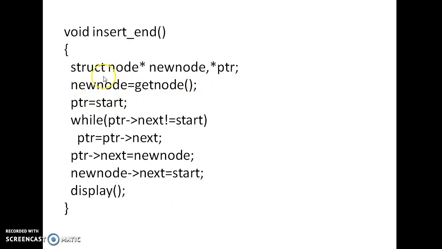We are creating the new node. Then we are starting our pointer at start. While pointer of next is not equivalent to start, we are going to pointer equal to pointer of next. That means by using these steps, we'll reach the ending of the circular linked list. After reaching the ending, pointer of next will be pointing to the new node and the new node of next is pointing to the start. I have written this display function to see the output after insertion.